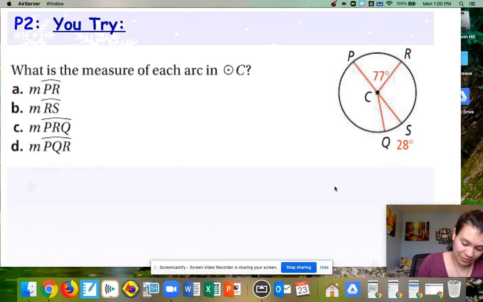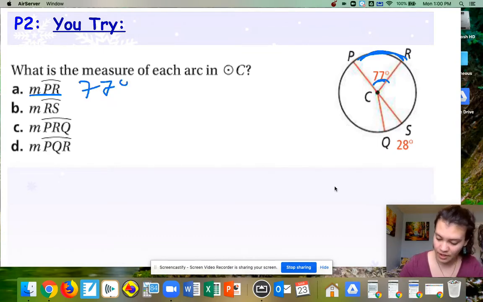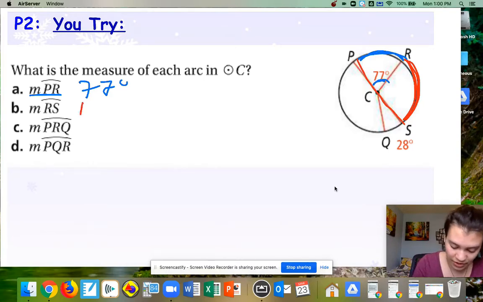All right, so this example we have PR. So start at P, go to R, and you get this chunk. Our angle here is already given, so that one we won't have to do any calculating. It's just 77 degrees. The next one is R to S, so start at R, go to S. If you look here, this is a straight line across, so it makes a semicircle. So we can do 180 and subtract 77 to get the answer of 103 degrees.